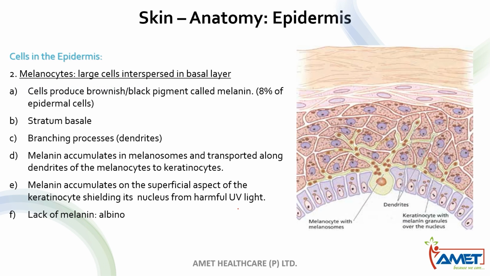Now we will look at melanocytes. Melanocytes are the cells that produce the brownish black pigment that is called melanin.